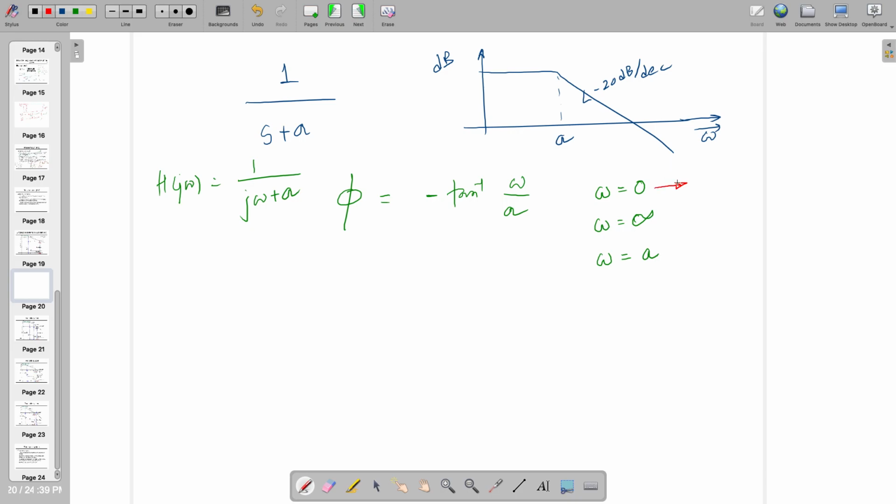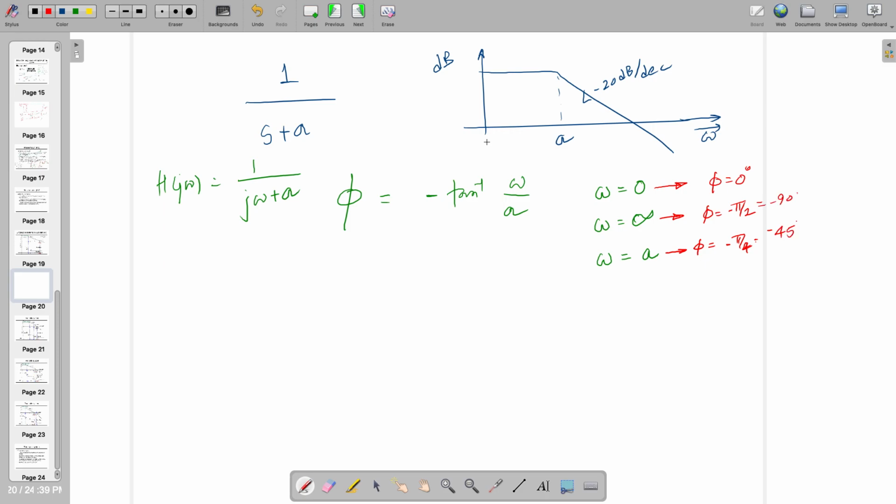So what is happening at 0 radian per second? Phase equal to 0. What about infinity? Minus pi by 2. Thank you. And what about a? Minus pi by 4, or 45 degrees, right? So minus 45, minus 90, and 0.